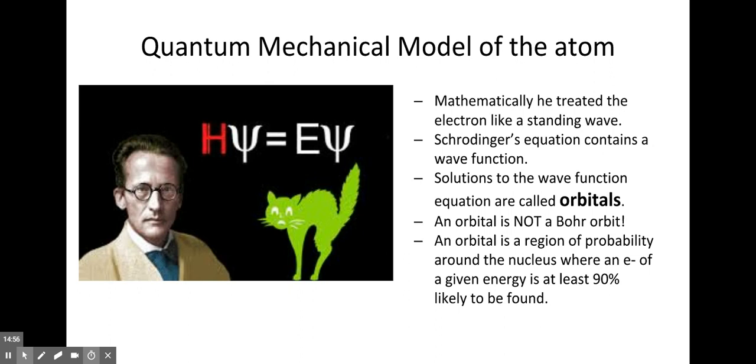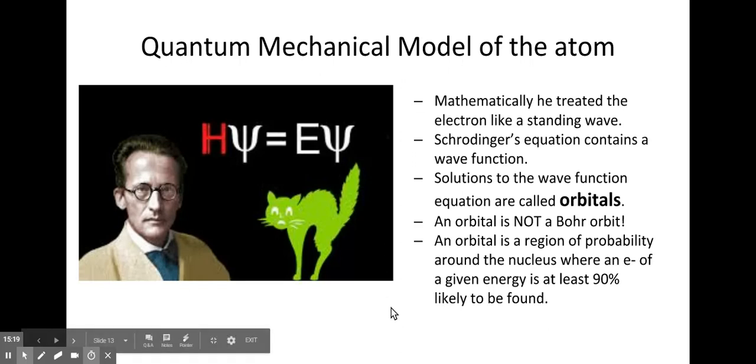And in the Schrodinger equation, the wave function represents orbitals. Now, orbitals, be careful, are not Bohr orbits. Again, electrons do not travel in orbits, whether they be circular or elliptical, around the nucleus. They've already worked through that math and proven that's not true. So how is it that electrons do travel around the nucleus?